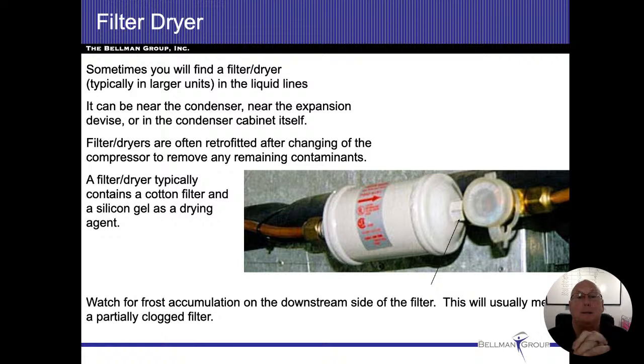I'd like you to know about the sight glass and the filter dryer. These are always going to be on our liquid lines. So we can look at our line set in the little picture there. You can see the skinny line with no insulation on it, and then you see a thicker line with the insulation on it. This particular one is near the indoor coil.